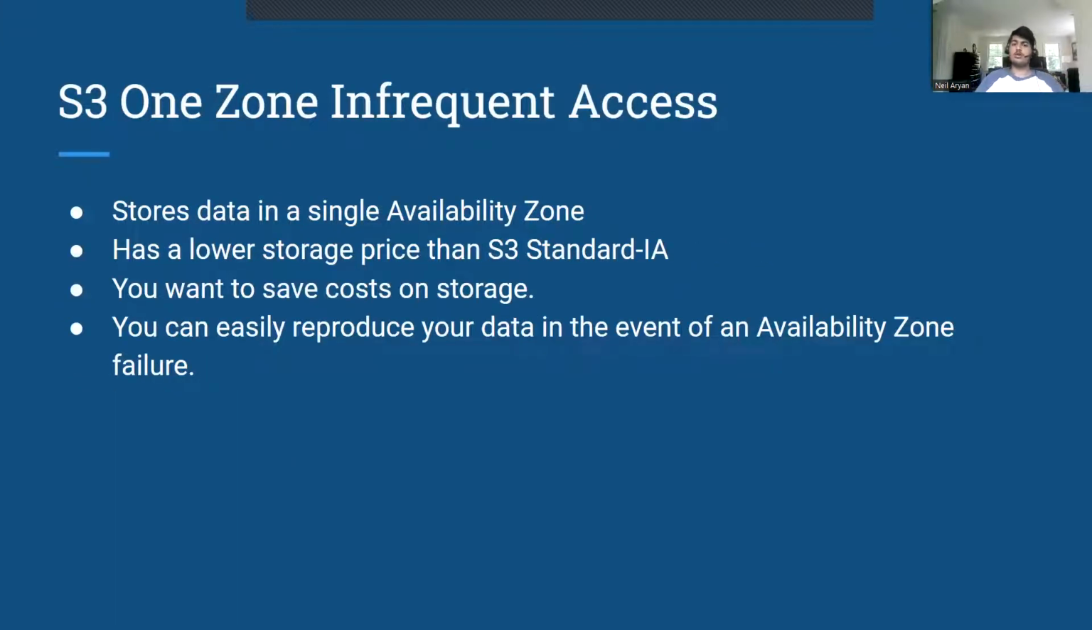Now let's talk about one zone infrequent access. This stores data in a single availability zone. It has a lower storage price than standard infrequent access, and you would use this pretty much just when you want to save costs on storage. But you can easily reproduce your data in the event of an availability zone failure. And Amazon made it this way because it's made just to be in one zone. But if that one zone fails, they don't want all your data to be lost. So they ensure a very easy way for you to replicate your data onto another availability zone in case one of them fails.